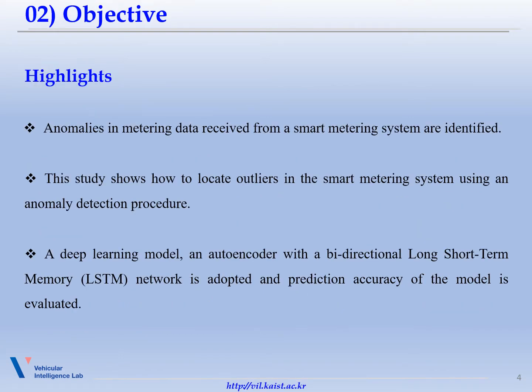Let us have a look at the aim of our study. This paper presents an anomaly detection process to find out outliers observed in the smart metering system. A bidirectional long short-term memory-based autoencoder is used and finds the anomalous data point. It calculates the reconstruction error through the autoencoder with the anomalous data, and the outliers to be classified as anomalies are separated from the non-anomalous data by a predefined threshold.